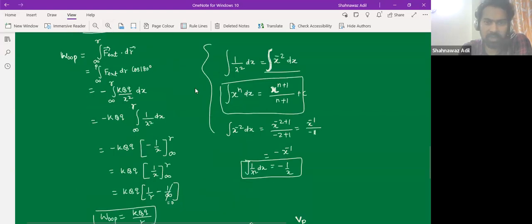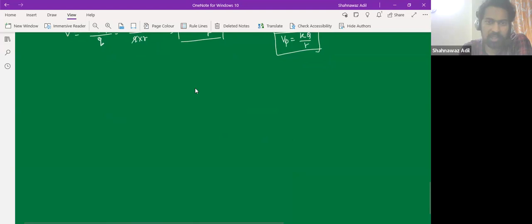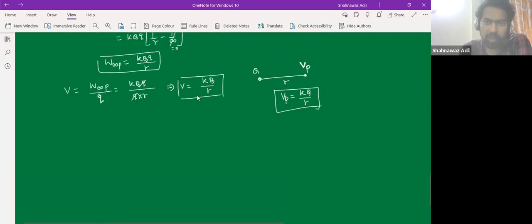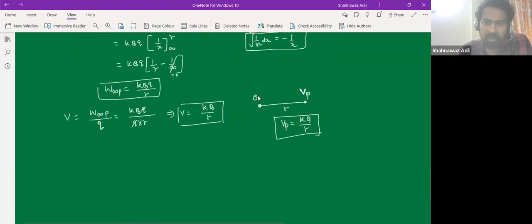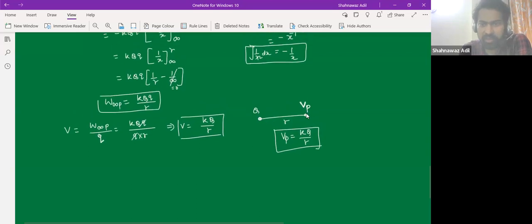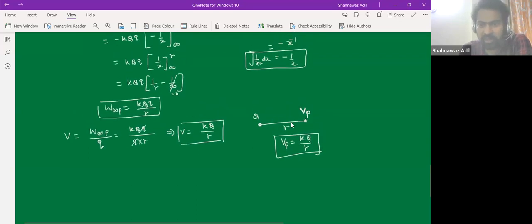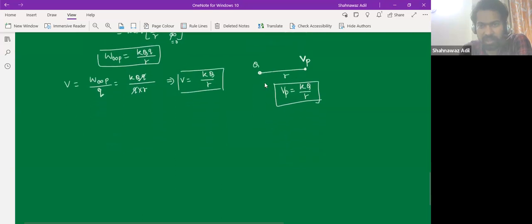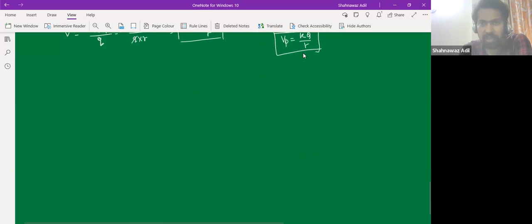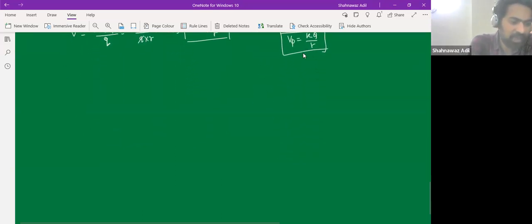This was about the electric potential due to a point charge. Always remember that if you have a charge Q and you want to calculate the electric potential due to this charge at some point, it is simply kq by r. This is a scalar quantity, so we don't need to think about the direction.